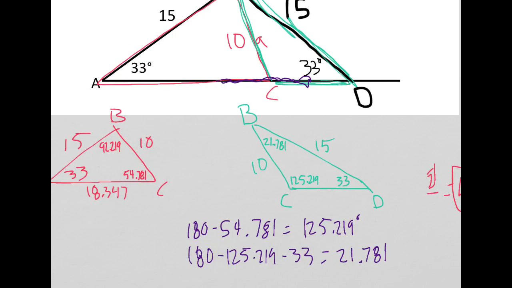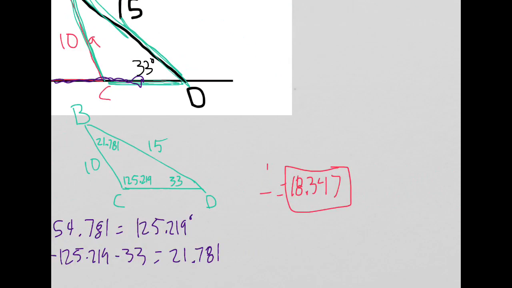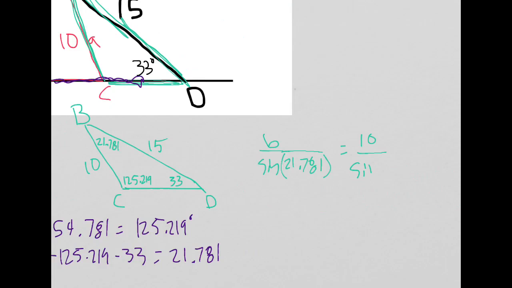Now to solve this triangle, we need to again solve for side B. So we're going to set up a little proportion here to do that. We are going to say that B over the sine of 21.781 equals 10 over the sine of 33. So then B is going to equal 10 times the sine of 21.781, divided by the sine of 33. Plug that into your calculator to get this number.